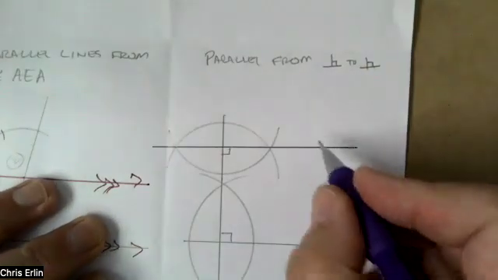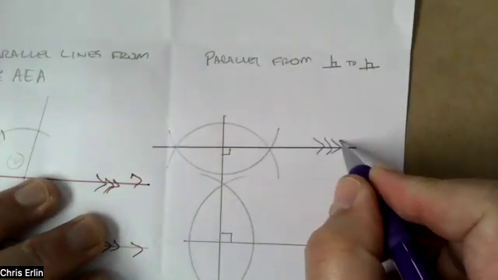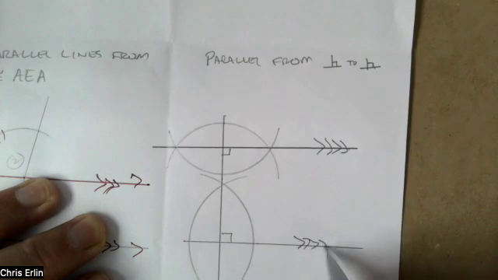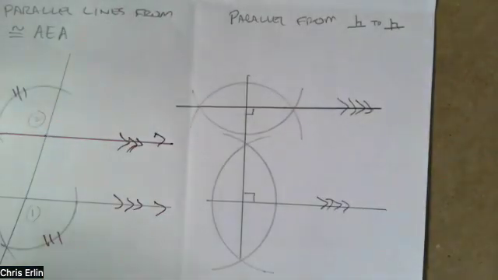If these two lines are perpendicular to each other, then we know that these two lines are parallel. Now, which of our theorems are we using to do this?